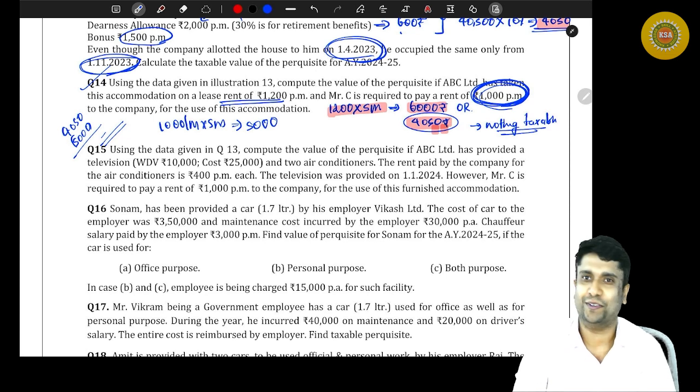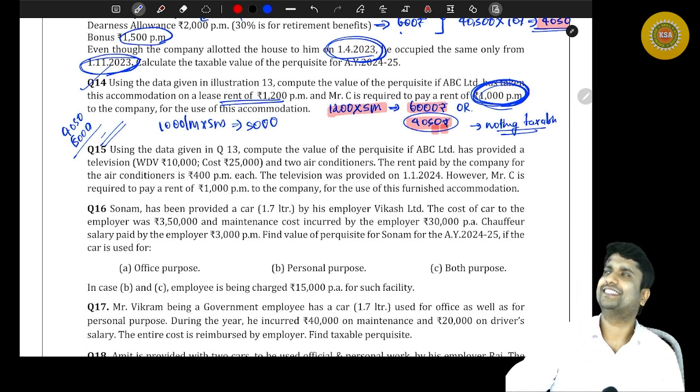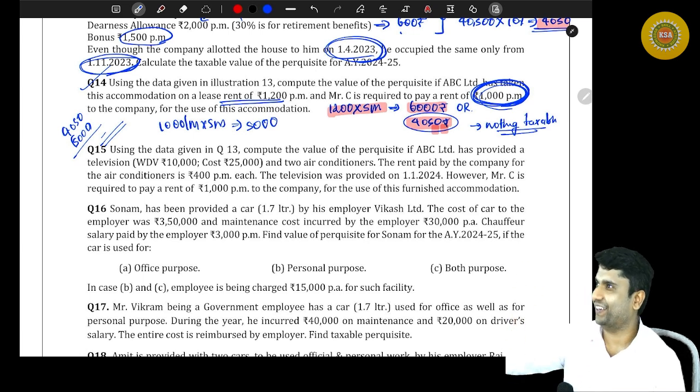USB cable. Okay, I thought you were asking something in relation to income tax. I was checking that. What is this? Okay, sorry. I didn't understand that.